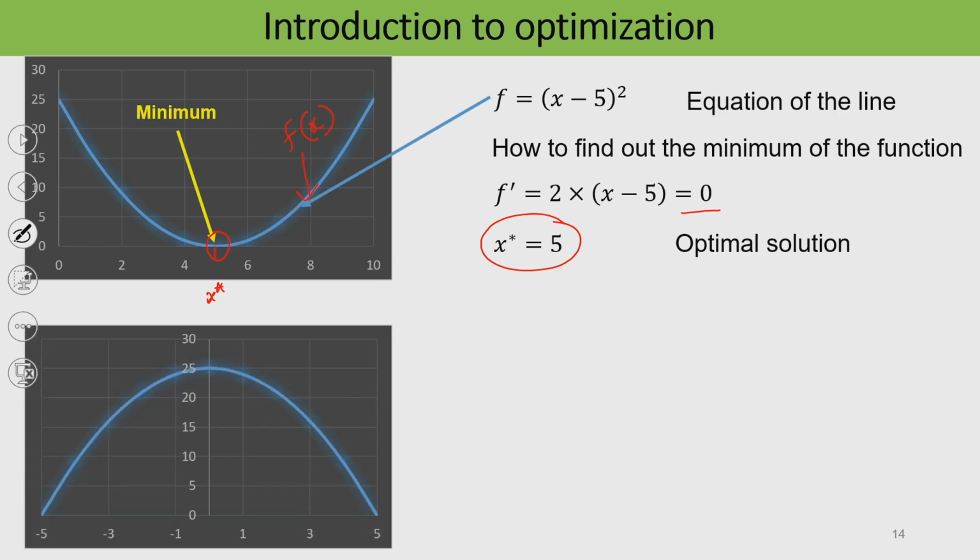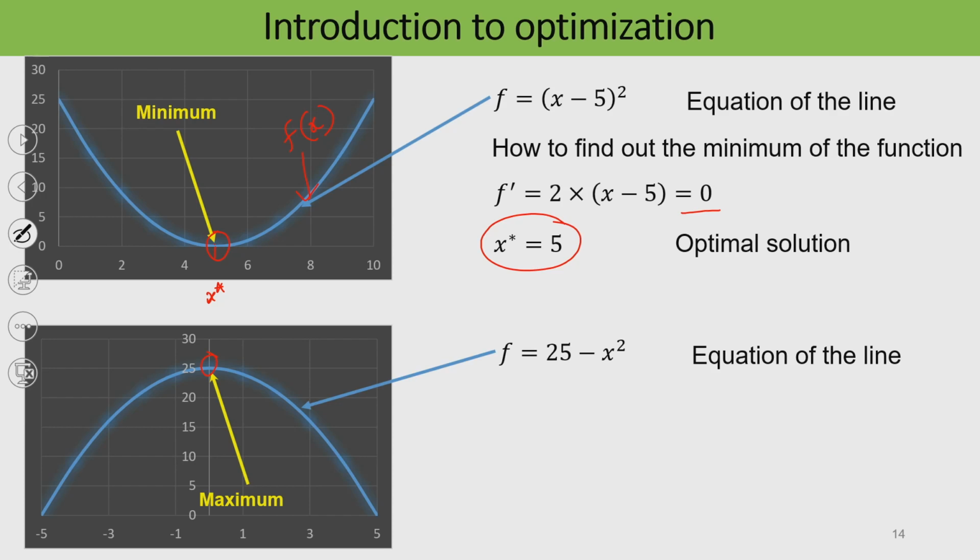Now, let us take another function. Here the maxima of this function is somewhere here, and the maxima is at 0. In the earlier case the minima was at 5, and in this case the maxima is at 0. Suppose the function is 25 minus x square. I would like to find out the maximum point of this particular function.